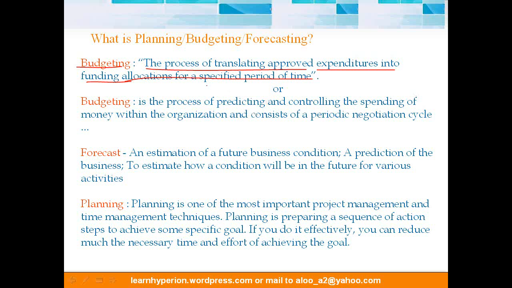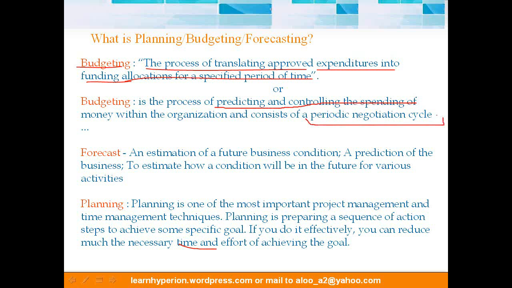So budgeting is associated with a certain time period. Budgeting is the process of predicting and controlling the overall spending of a company. I've got $10. I need to distribute this $10 to various departments for various activities. So you very intelligently distribute the money in the company. That's what budgeting means. And it goes through multiple periodic negotiation cycles.